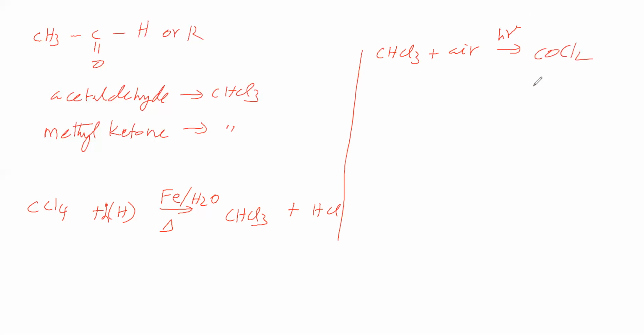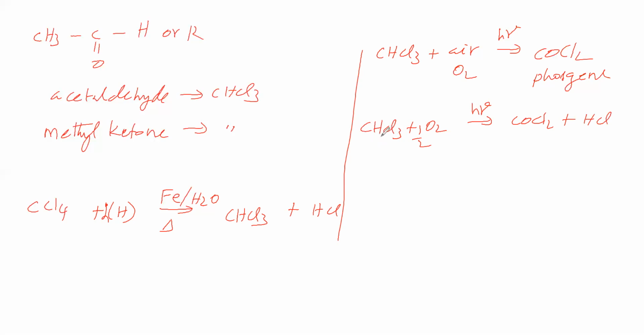What is that poisonous compound? COCl2, that is called phosgene. Chloroform reacts with atmospheric oxygen and gives phosgene. So chloroform with atmospheric oxygen in the presence of sunlight becomes phosgene. Phosgene is a poisonous compound. Then if it becomes poisonous, how to use this as an anesthetic?